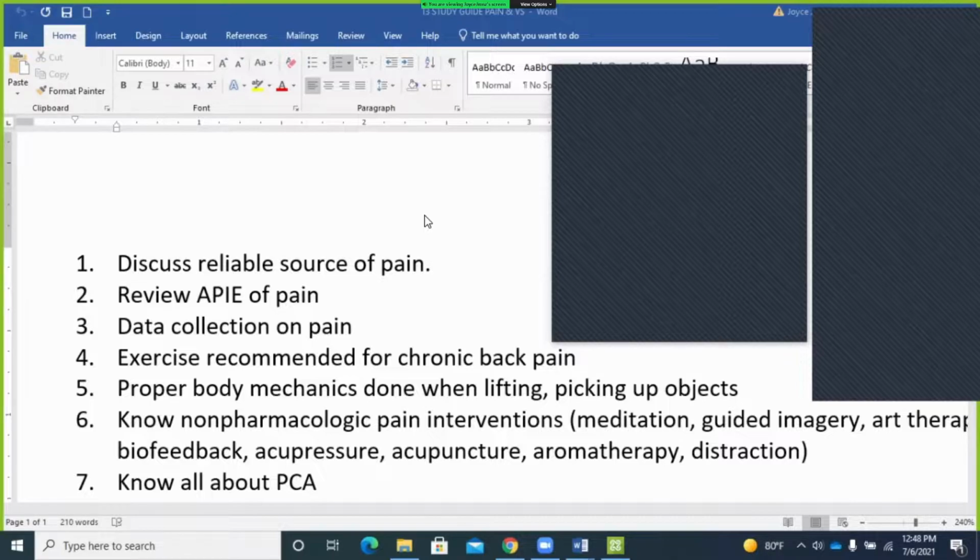Proper body mechanics, picking up objects. Pharmacologic. You know this, meditation, guided imagery. So what is meditation? Anti-inflammatories like Tylenol, ibuprofen, hydrocodone, acetaminophen.